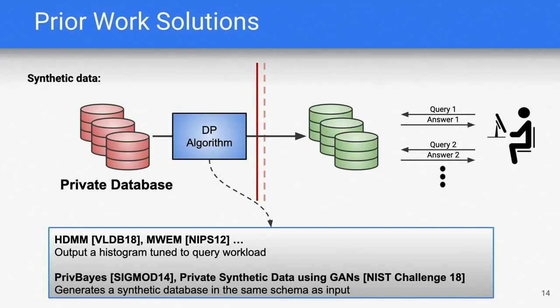The second model for query answering is that we can have one algorithm that creates synthetic data, synthetic versions of the base tables here, and then the analyst submits queries to this synthetic data, and not to the real data. Obviously, here we get constant privacy loss for an unlimited number of queries. It follows from post-processing that this will be true. And we get consistency for free here, no matter how complex our queries are.